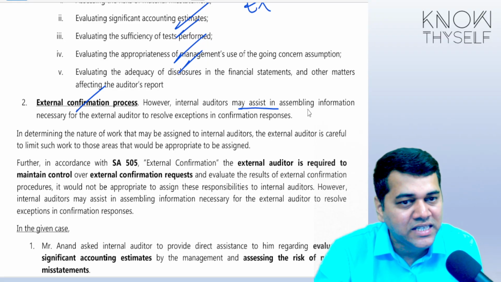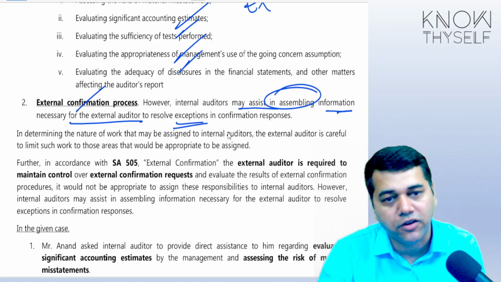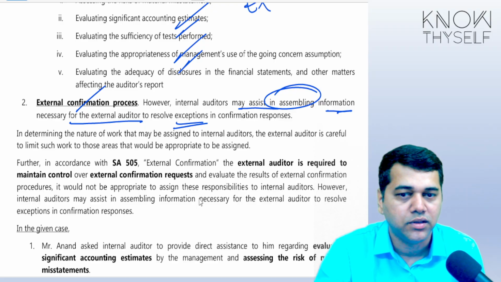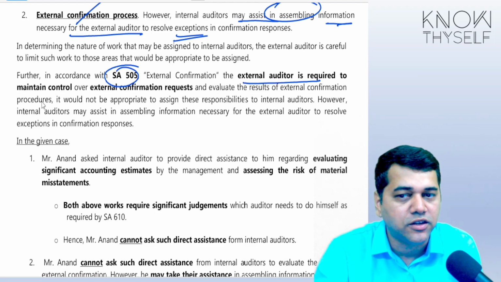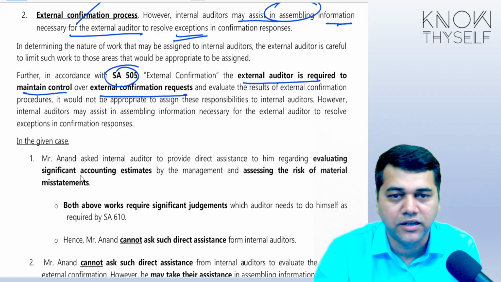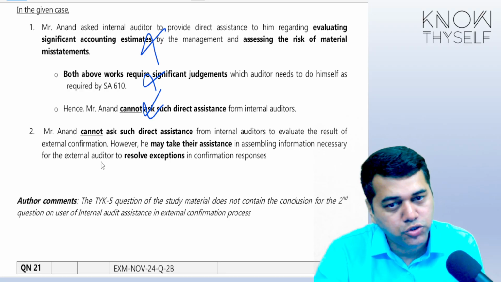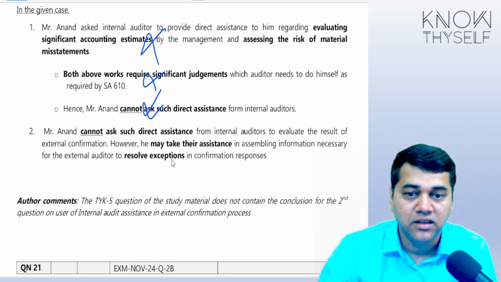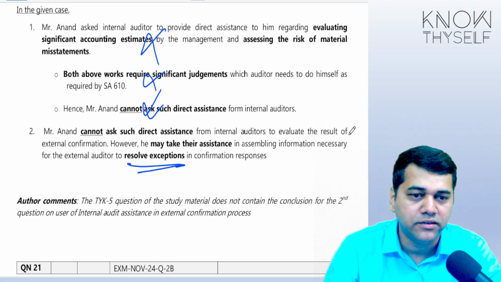However, you may assist in assembling information necessary for the external auditor to resolve the exceptions, like following up, doing one report, getting the data, opening of that letter, compiling, such type of work you can use. Now, why? Because SA 505 says that the external auditor is required to maintain control over external confirmation requests. So in the given case, you should not be using all this. But when it comes to external confirmation, you should not use them for making decisions, but you can use them for creating exceptions. That's why, students, this question also I have marked as important.